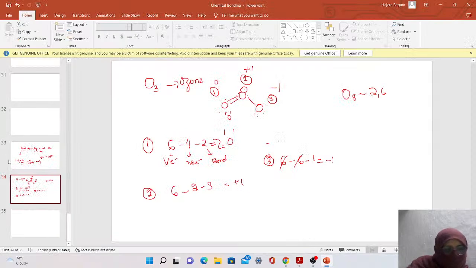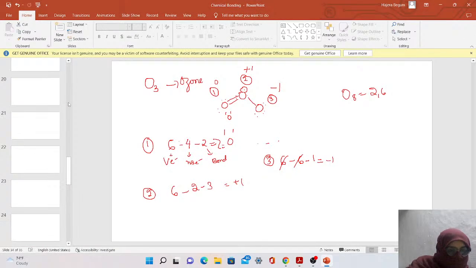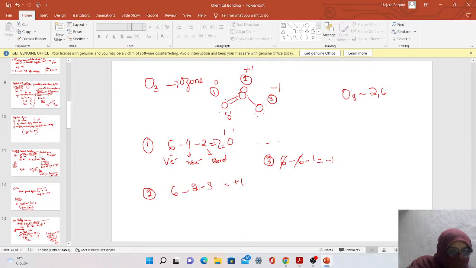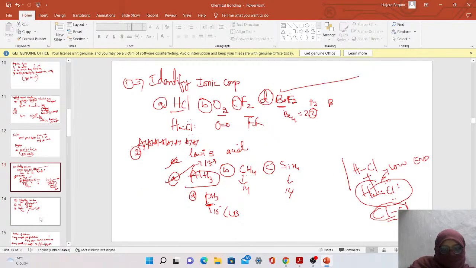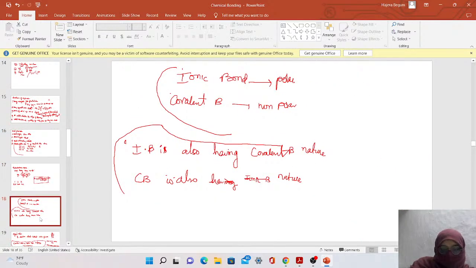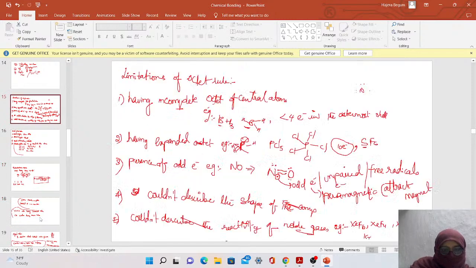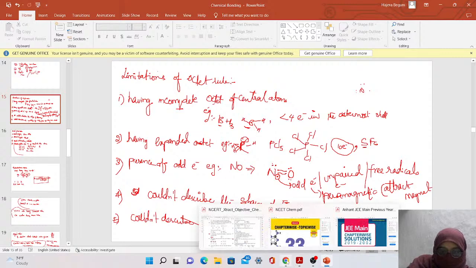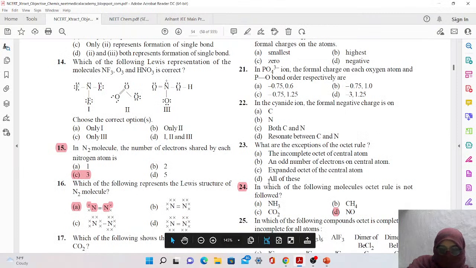Even I told you that in the octet rule limitations, right? I even gave the exact example for this. Yeah, it's here. Limitations of the octet rule: one example I gave was the presence of an odd number of electrons, NO. You can see that nitric oxide, which is NO, is having odd electrons. It is not having 8 electrons in the outermost shell. So NO is a molecule which is not obeying our octet rule, right? Where is the answer? Yeah, D is the answer for this.